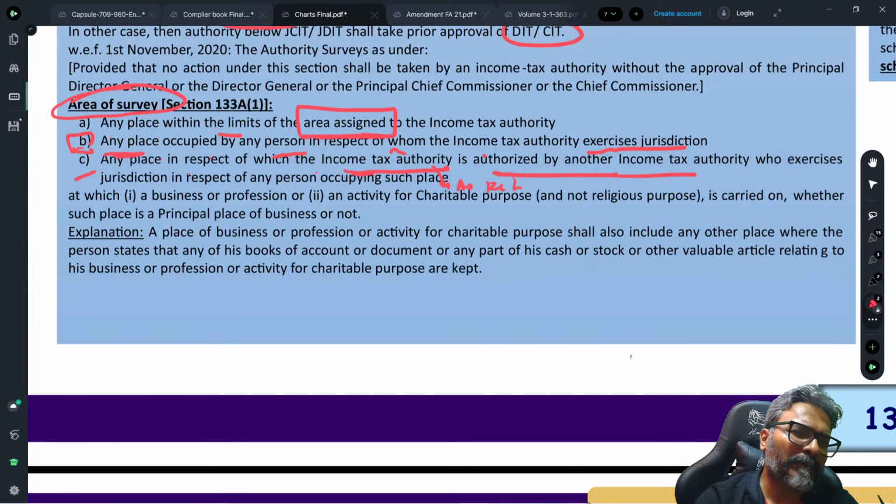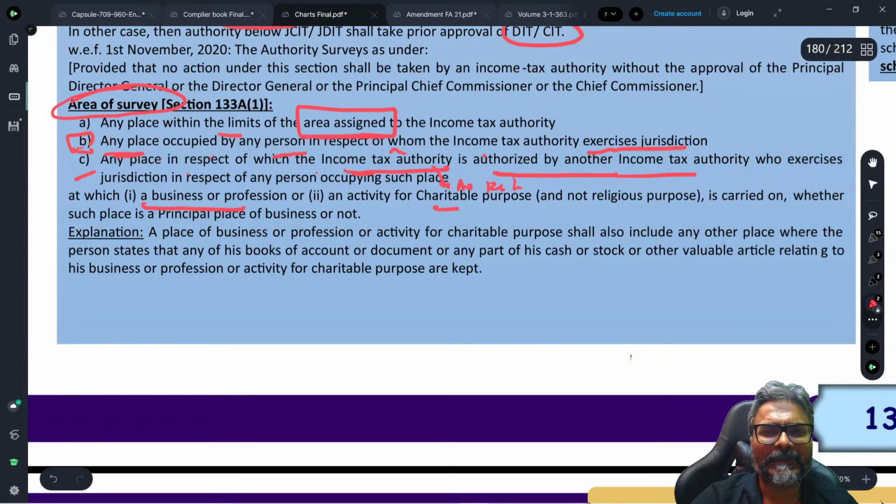So which is the place? Which is that particular place which could be subject to the survey? The place which could be subject of the survey is the place of business. The other one is, students, the activity for charitable purpose, where the activity is undertaken for charitable purpose, but not the religious purpose, students. But not what? The religious purpose. So here we will say that these are the places wherein the survey can be undertaken.